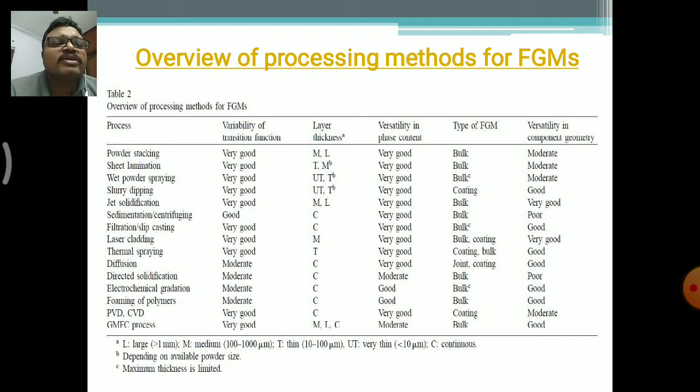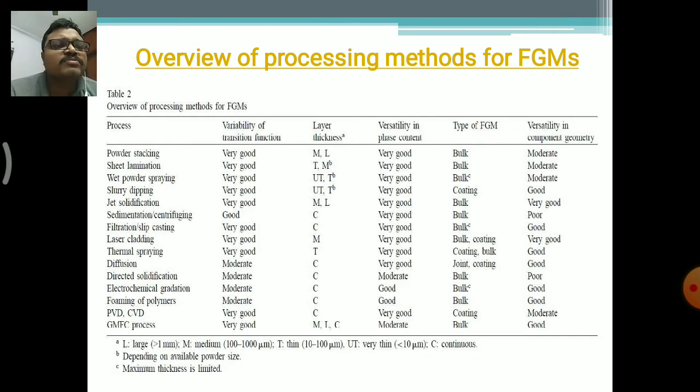The next one is the versatility in the phase content. What is the versatility? It is good, average, moderate, or very weak. So they are getting very good versatility properties. The next one is the type of FGM. Is it a thin or bulk FGM? The majority of the processes are bulk FGMs only.